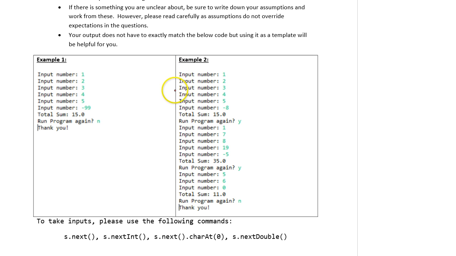Same idea. Take some inputs. When a negative is entered, output the total. Ask if the user wants to run the program again. If they say yes, take some inputs, negative, terminate, print the total, program yes, take some inputs, 0, terminate, print the total, run the program no, and it ends. Again, this is just to give you an idea of what it will look like. I do not expect you to follow this exactly.